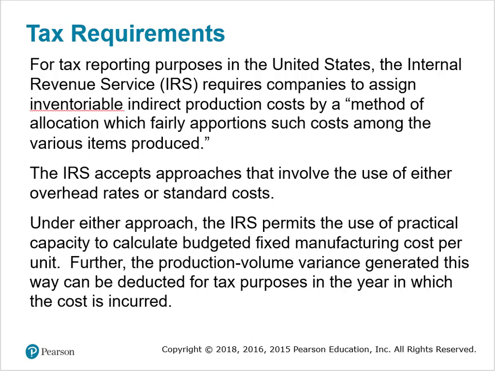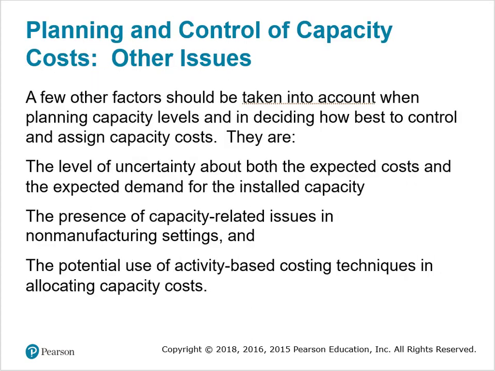And as we see here, the IRS permits the use of practical capacity to calculate budgeted fixed manufacturing costs per unit and allows for the write-off of the production volume variance against the allocation. And the tax benefit can be significant. Okay, last slide coming up here.